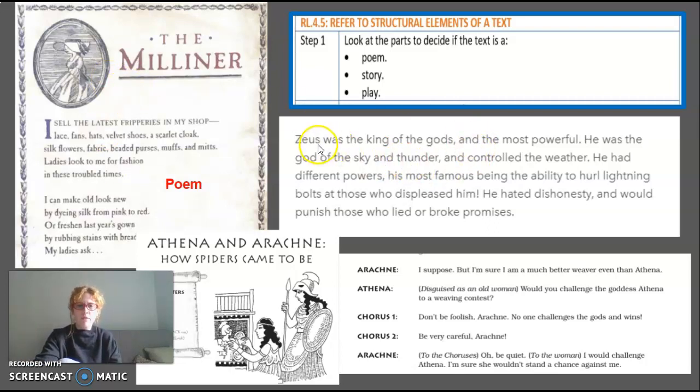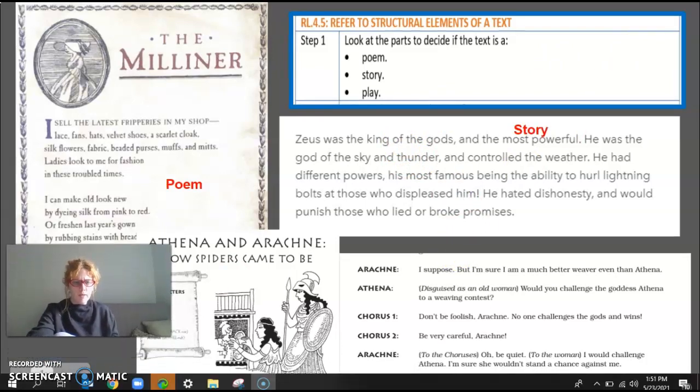Let me go to the second one. Zeus was king of the gods and most powerful. He was the god of the sky and thunder and controlled the weather. All right, so complete sentences. It has a character, and I'm learning about the character and what he does. All right, this may be a story. Yeah, it's a story, because a story has a character, and it usually gives us a problem and solution. It tells us about them, and it can be fiction or non-fiction. All right, I got my second one. It's a story.